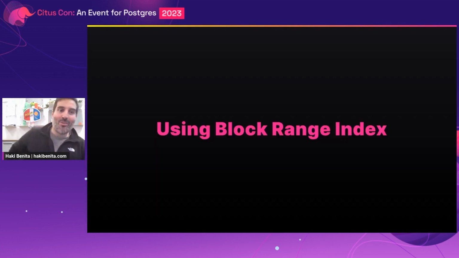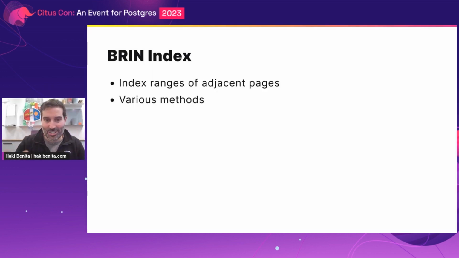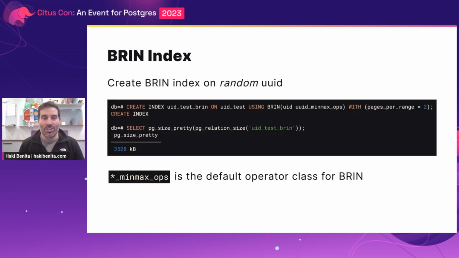Okay, so now, if you know me, even for a little bit, you know that I'm a big fan of block range indexes. So I want to present, and this is kind of unexpected because you would not expect a BRIN index to appear in a presentation about UUIDs. A BRIN index, block range index, indexes a range of adjacent pages, okay? And there are various methods to do it. Before I explain the methods, let's just see what it looks like.